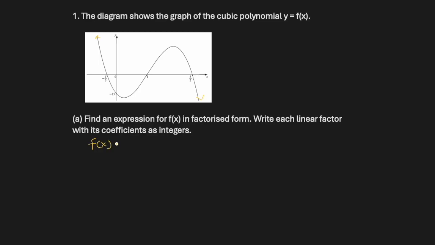It can be f(x) equal to a, and then we have x minus 1/3. This is what we write. Each factor is subtracted from x. That's how we write it. The second factor will be the second x-intercept, which is 1, and the third is 5/2.